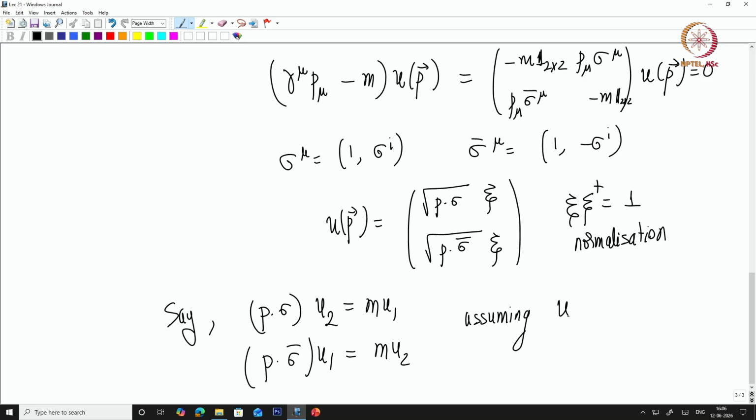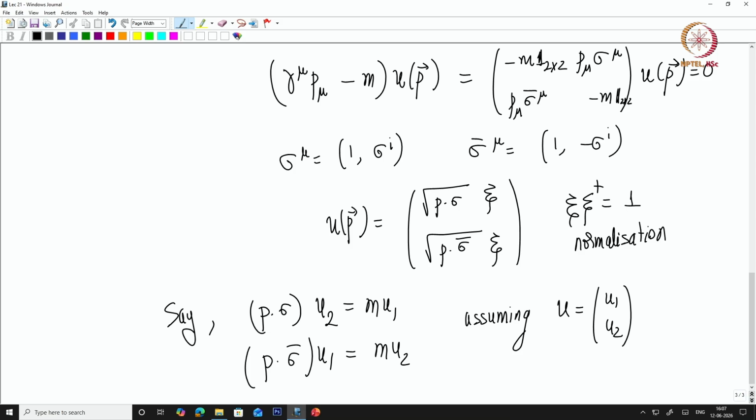u is equal to u1 u2. Let us say that u has two components essentially, u1 and u2. So, then from this you can get that P dot sigma u2 is equal to m u1 from the equation. So, you put it back into the equation essentially, and then you have got P dot sigma bar u1 is equal to m u2.